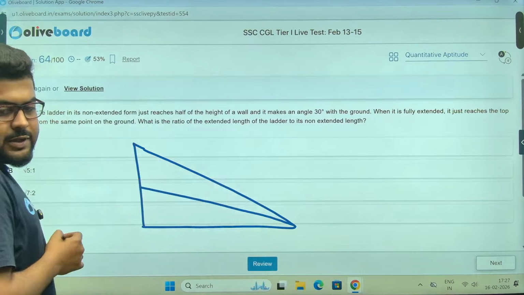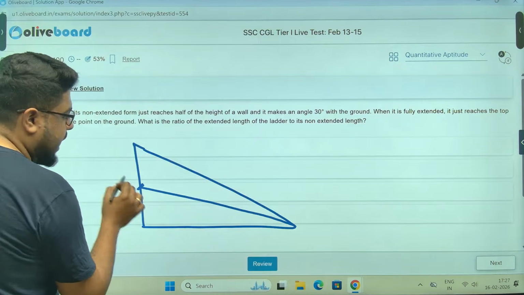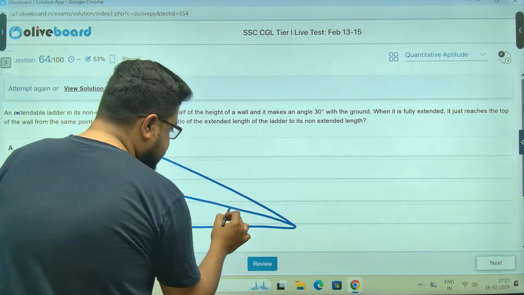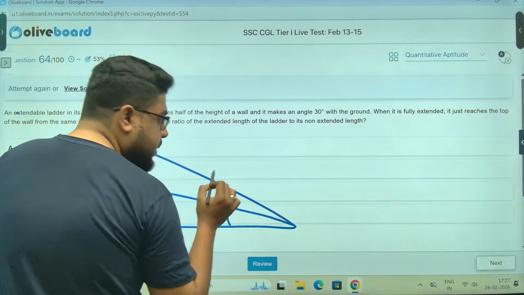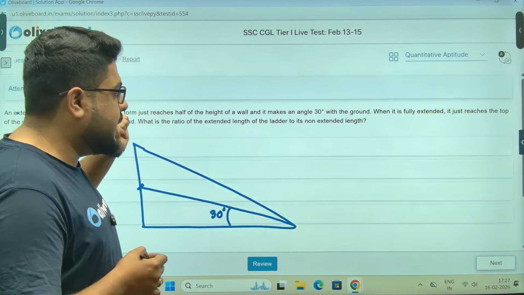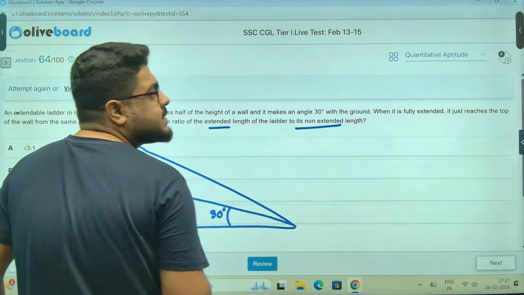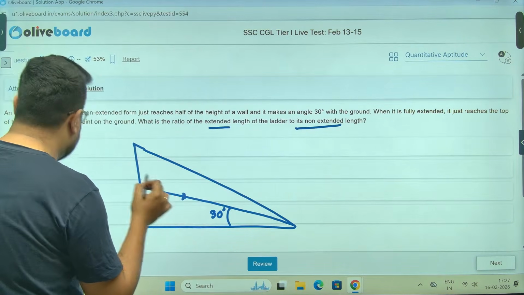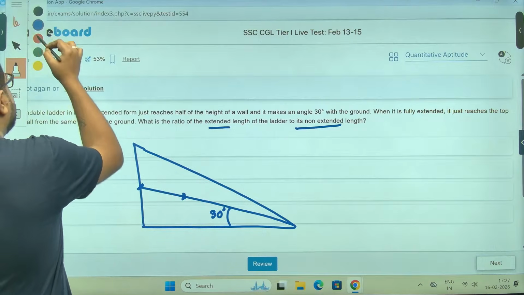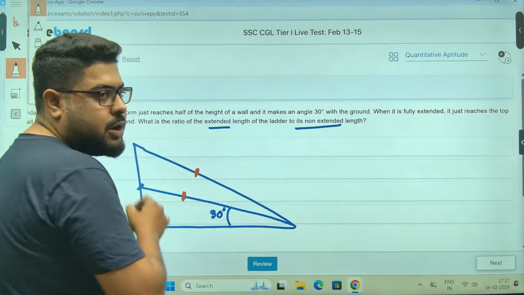So this is the first one. This is the ladder. It reaches only the halfway point of the wall, and this is making 30 degrees. And when the ladder has been extended, it is reaching the top of the wall. Now they are asking the ratio of the extended length to the non-extended length. Meaning, if I say this, just use a different color, they are asking this by this ratio, or rather the opposite.